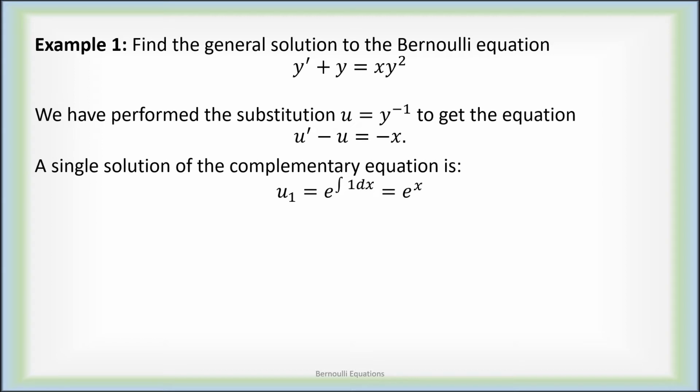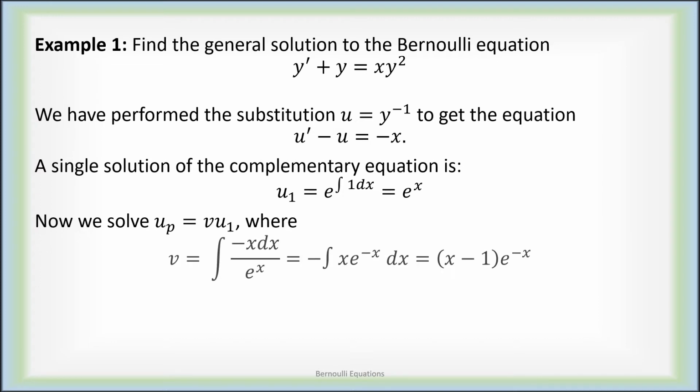So we've performed the substitution u is y to the minus 1. That gave us a new inhomogeneous linear first-order differential equation. We found a single solution of the complementary equation, we'll call it u sub 1, and that's just e to the x. So now what we need to do is perform our variation of parameters. I don't want to use the letter u because we're clearly using that for something already. So let's find a particular solution u sub p equals v times u1, where v has to be the integral of f of x over u sub 1 of x.